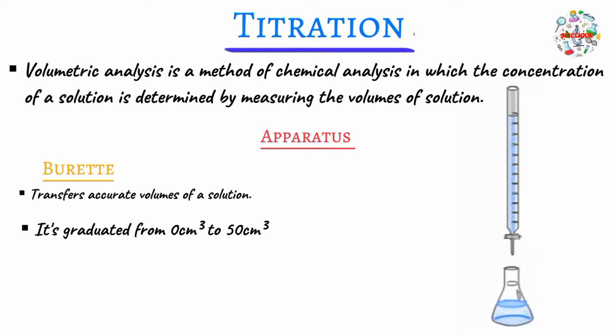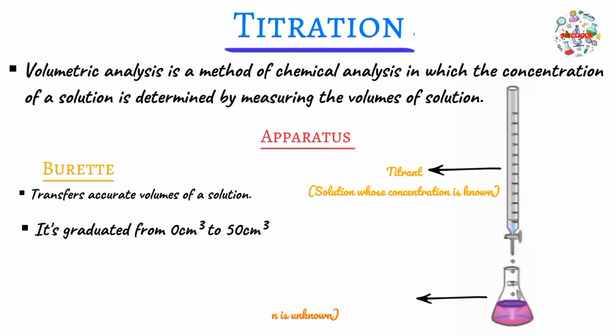Okay, let's pause there. In case you're wondering, what is the titrant and what is the analyte? Let me make it clear. The titrant is simply the solution whose concentration is known. This is usually placed in the burette. The analyte is the solution whose concentration is unknown and which we seek to determine from the titration. This is present within the flask.